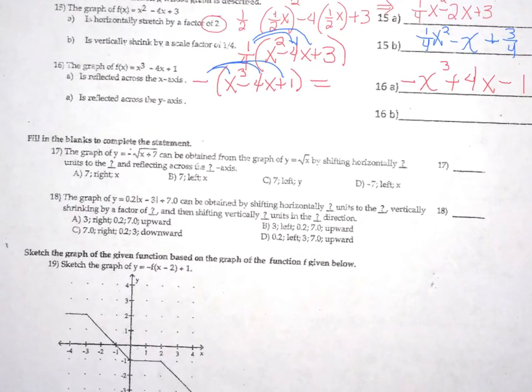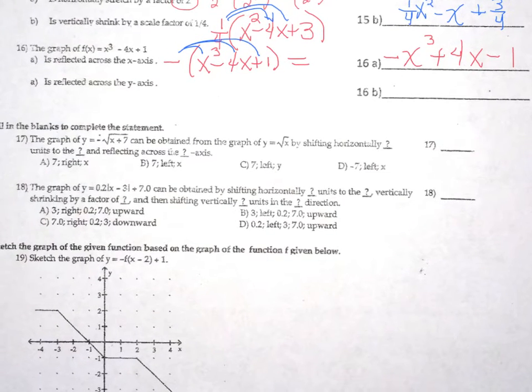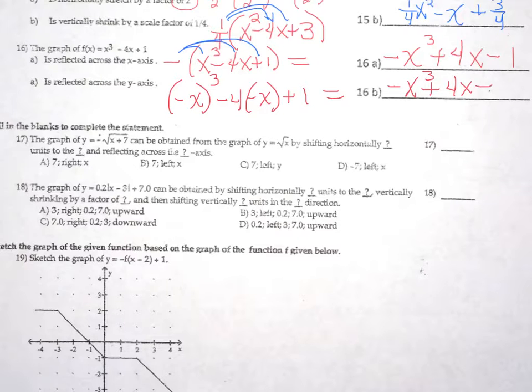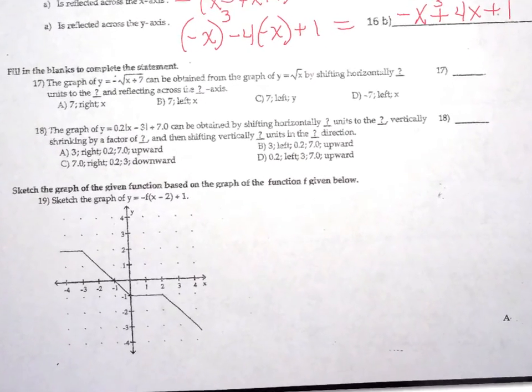The last one on this section, reflected across the y-axis. What are you going to do here? In every x, you're going to put negative x. And then you simplify that. So negative x multiplied by itself 3 times is negative x cubed. Negative 4 times negative x is positive 4x. And then it's plus 1. And that was it.